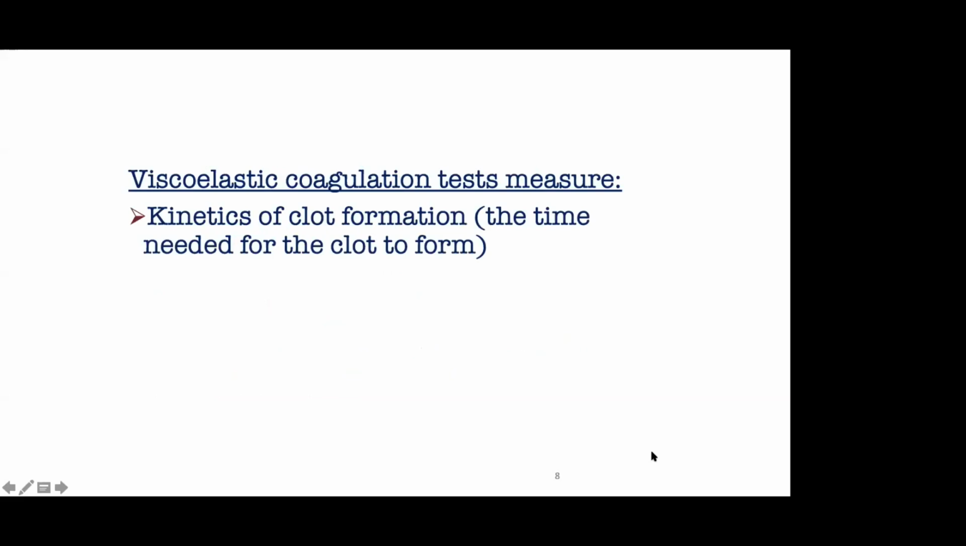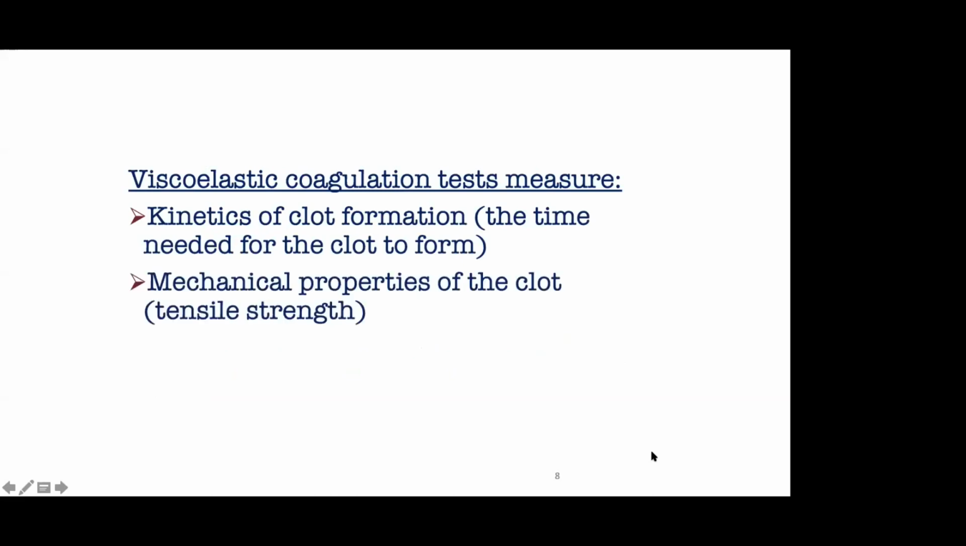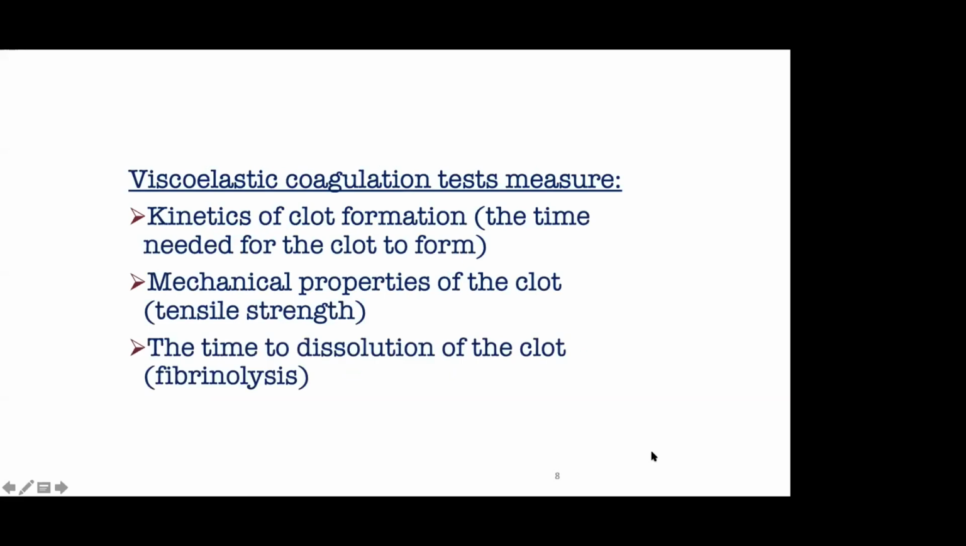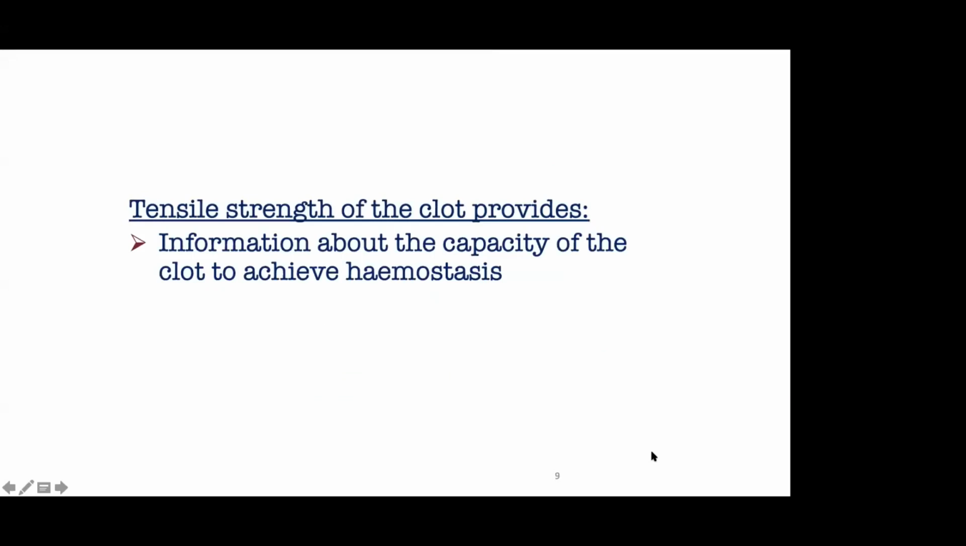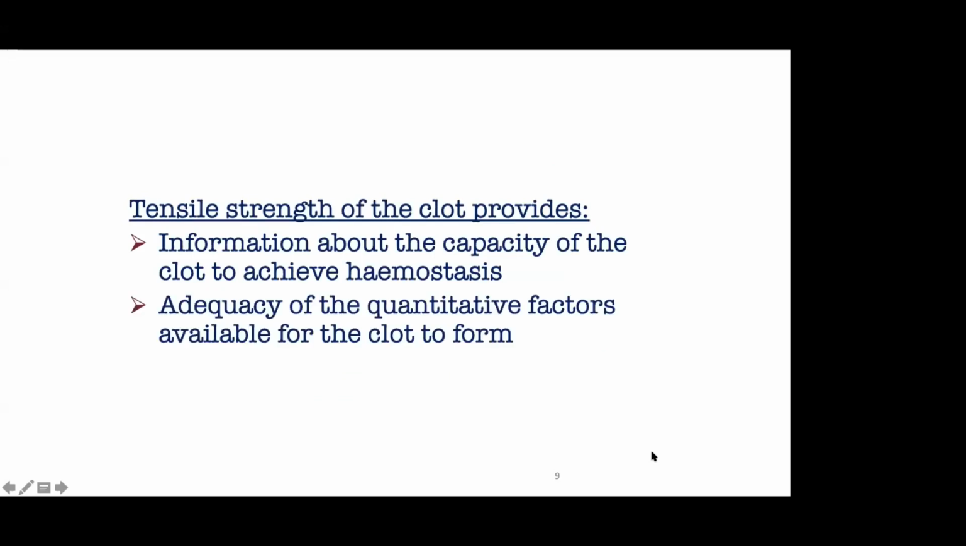Whereas viscoelastic coagulation tests measure the kinetics of clot formation, that is the time needed for the clot to form, the mechanical properties of the clot, that is its tensile strength, and the time to dissolve the clot, that is fibrinolysis. So they show how the clot is getting formed, the strength of the clot, and how it is getting dissolved. Tensile strength provides information about the capacity of the clot to achieve hemostasis and the adequacy of the quantitative factors available for the clot to form.